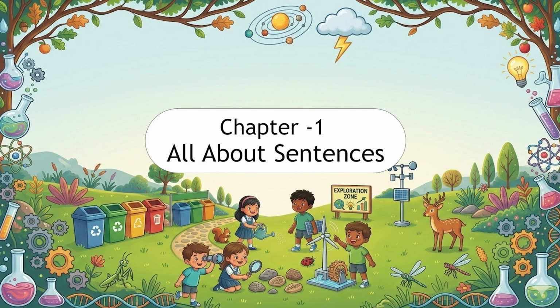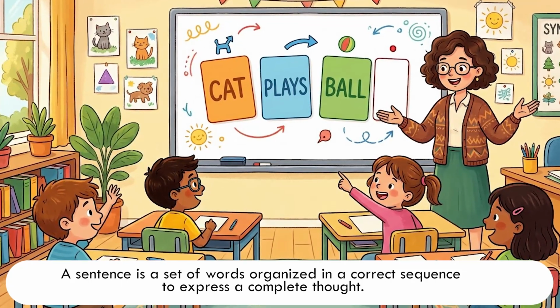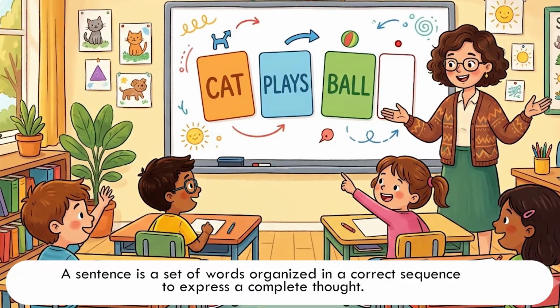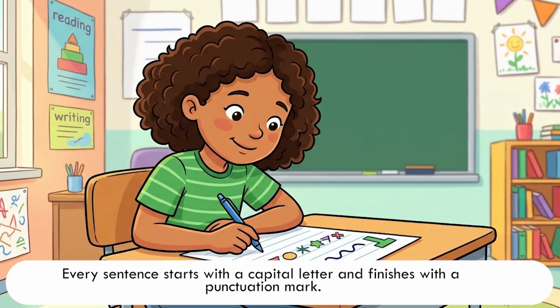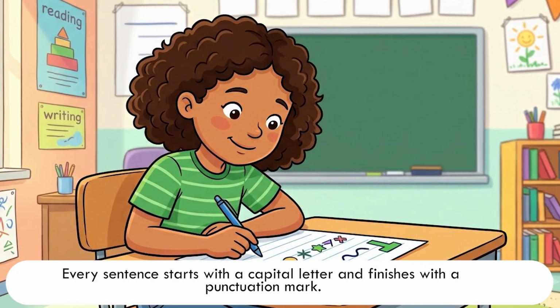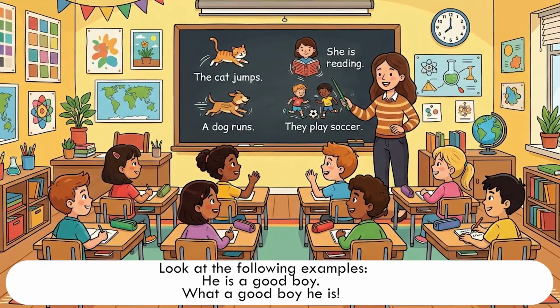Chapter 1. All about sentences. A sentence is a set of words organized in a correct sequence to express a complete thought. Every sentence starts with a capital letter and finishes with a punctuation mark. Look at the following examples.